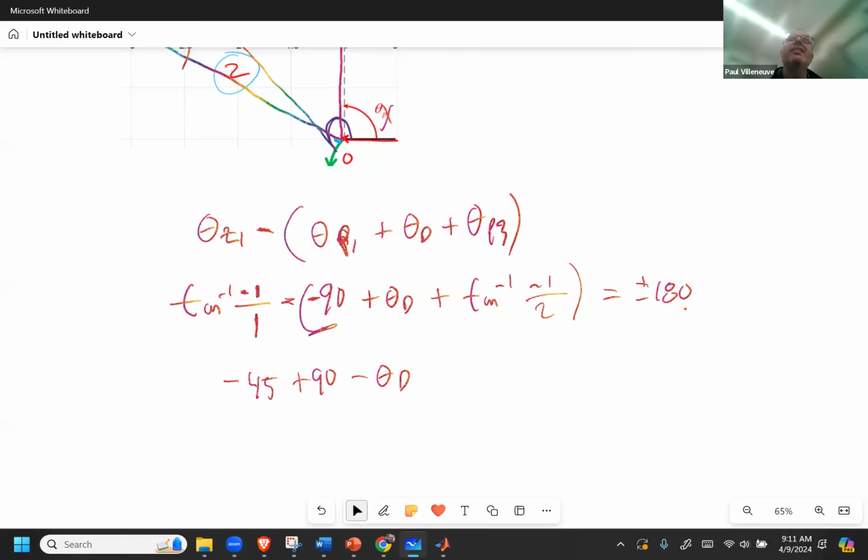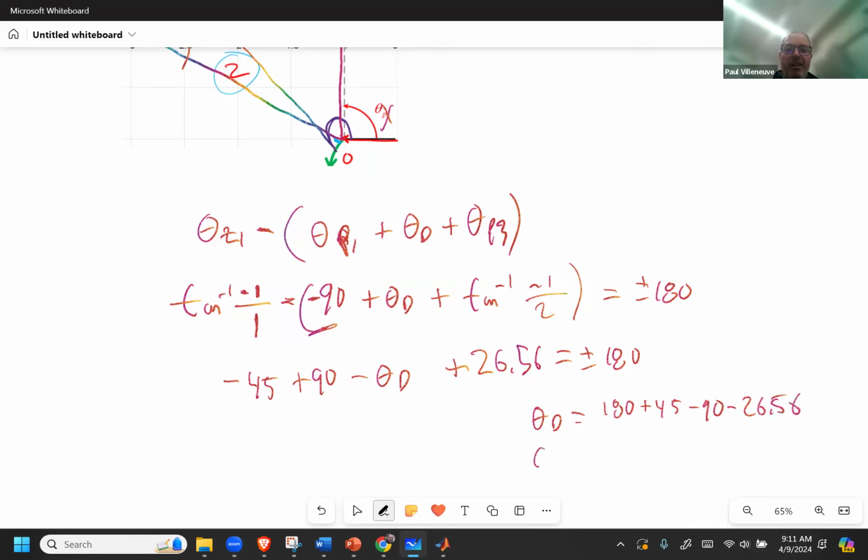What is it? 26.5, negative, right? Yeah, minus 26.56. And that has to equal plus or minus 180 degrees. So we just solve for theta d. And we'll do 180 plus 45 minus 90 minus 26.56.